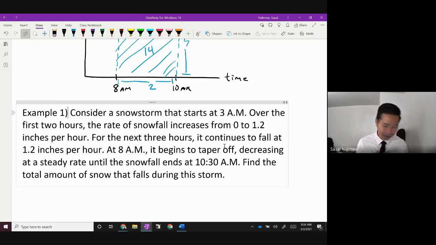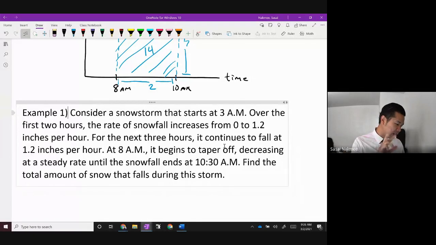But anyways, we're not measuring distance in this case, right? We're measuring the rate at which snow is falling. In the first 2 hours, it has no snowfall and it increases to 1.2 inches per hour. For the next 3 hours, it continues to fall at 1.2 inches per hour. So once it gets to that 1.2 inches per hour rate, it stays there. It stays constant there.